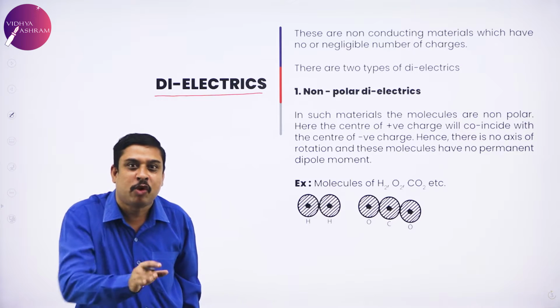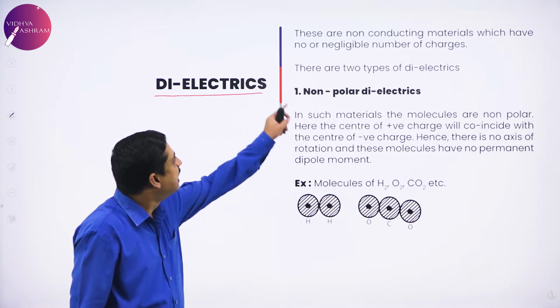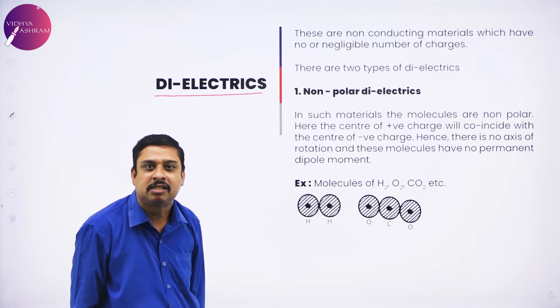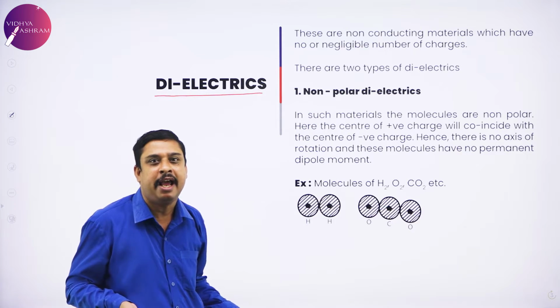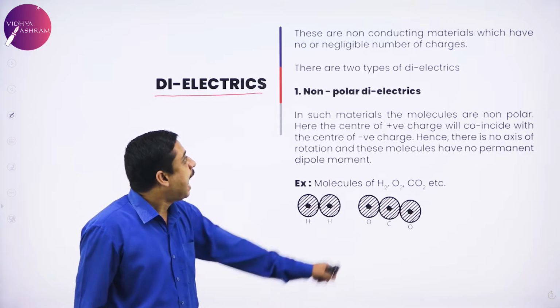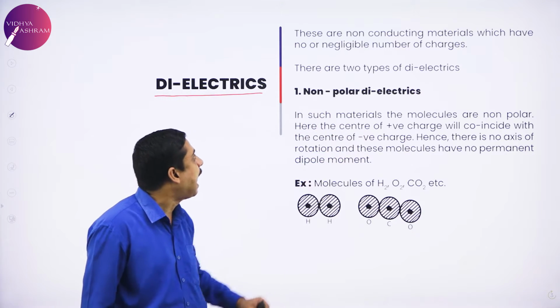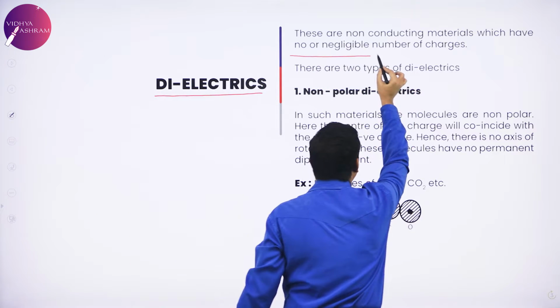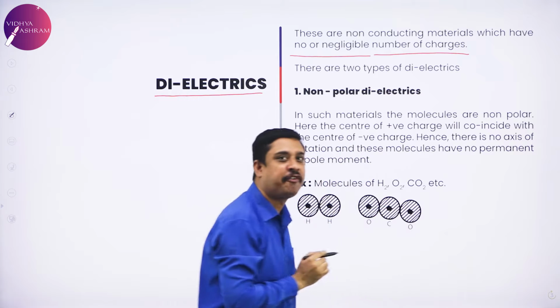So my textual friends, they write these are non-conducting materials. Non-conducting means electrical properties are dead, and these materials have no or negligible number of charges.